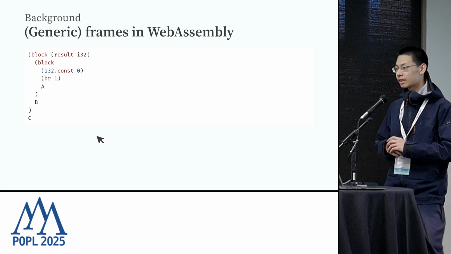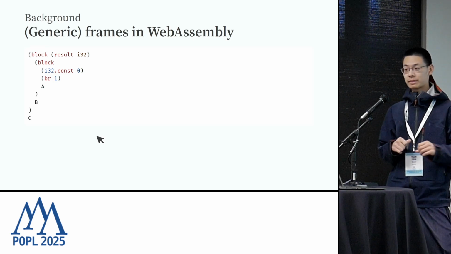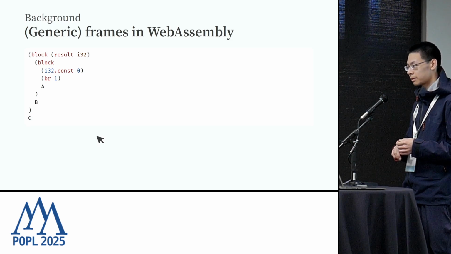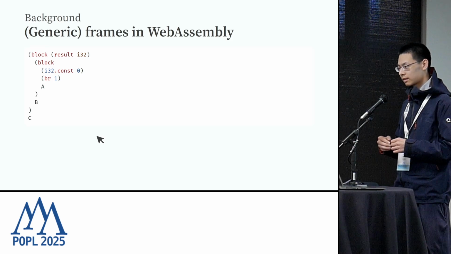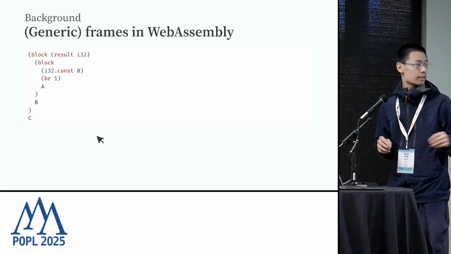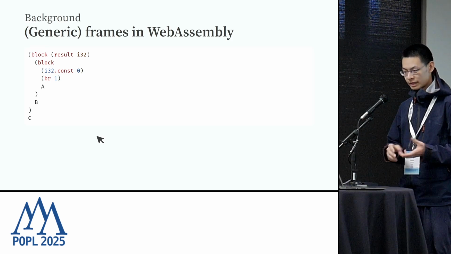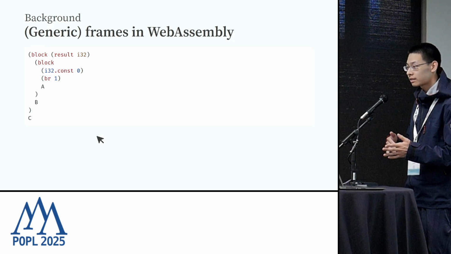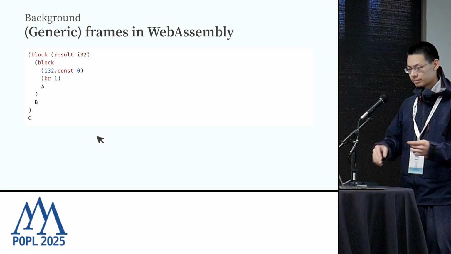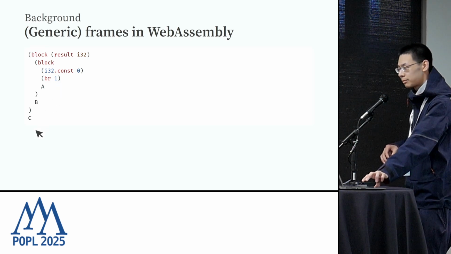Okay, so to introduce stack switching, we need to know frames in WebAssembly. Frames are the WebAssembly concept to implement control structures at runtime. For example, consider the block and branch instructions. The branch 1 here means branch out 2 blocks and skip to the second innermost block. So the branch 1 here will proceed to C directly, skipping over A and B.